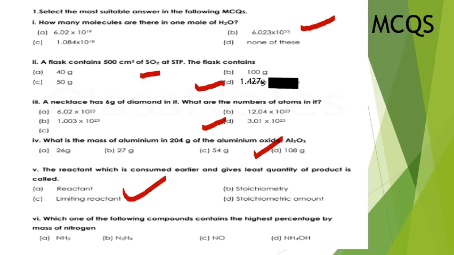The next one is, which one of the following compounds contains the highest percentage by mass of nitrogen? So for each molecule individually calculated, you will find that it is N2H4 which holds the maximum. Now it's up to you how to calculate it. N2H4 is also termed as hydrazine. This will be the answer. How did you get it? You have to take it out.